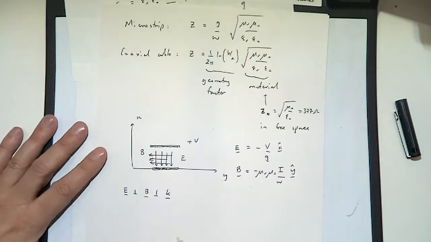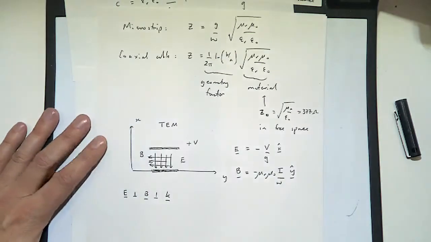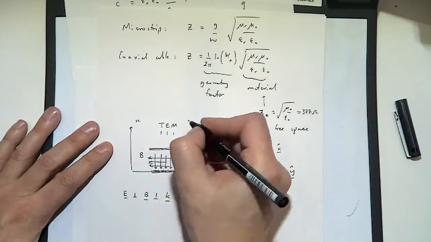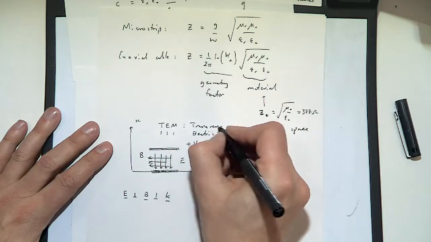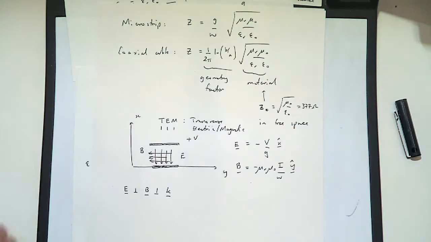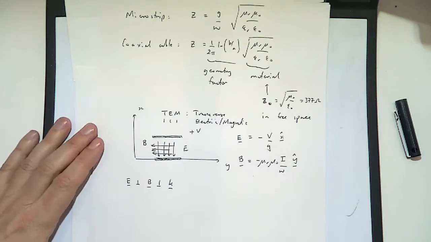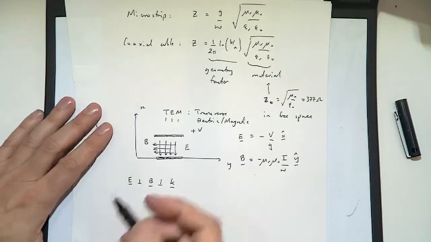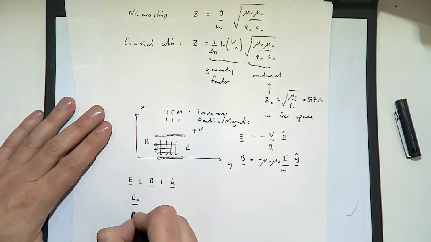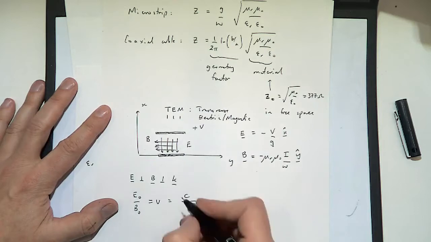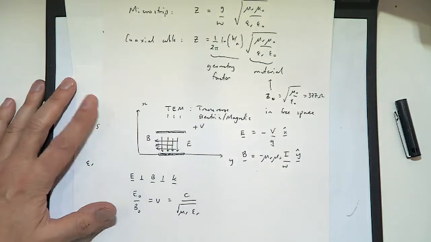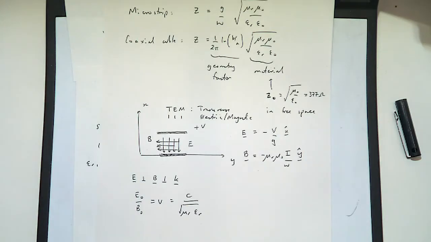So this particular case here, you can see, it's what we call a TEM case, which means transverse electric and magnetic. That means the electric and magnetic fields are both transverse to the direction of propagation. That's true here, it's not always true. If you look closely here, the ratio of the peak electric and magnetic fields is equal to the velocity. We saw in free space it would just be C, but it's modified by the material properties. This is the properties of the dielectric that sits between those two conductors.